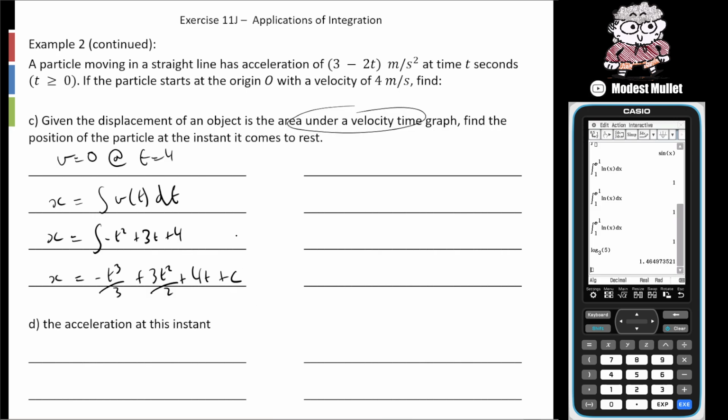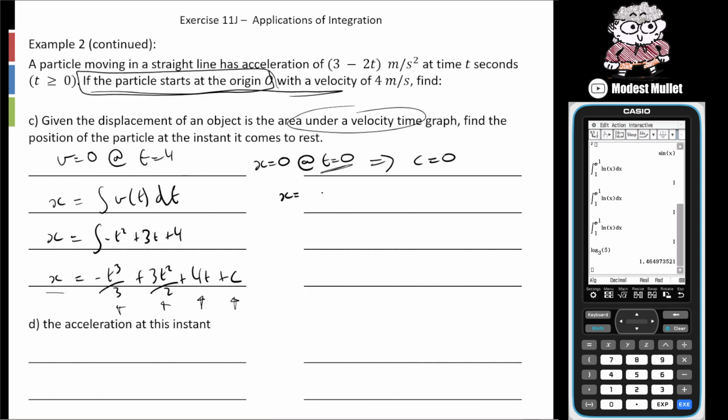And how can we find that plus c? Okay. The particle starts at the origin, so the origin means that its displacement is 0 at time t equal to 0. If we sub that in, it's pretty obvious that every term becomes 0. And since x is 0, that must mean c is 0. So c is equal to 0. So we get x is equal to negative t cubed on 3 plus 3t squared on 2 plus 4t.